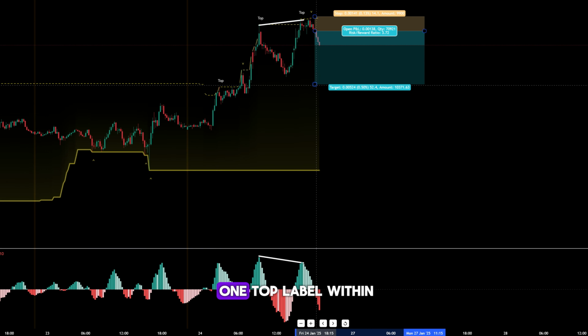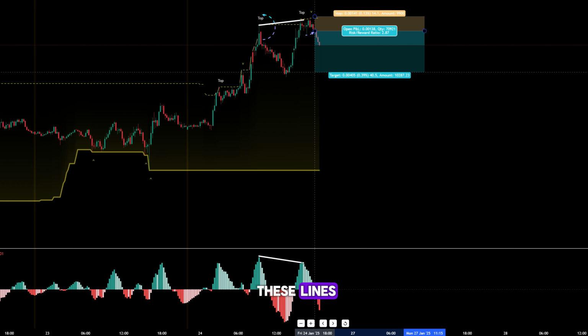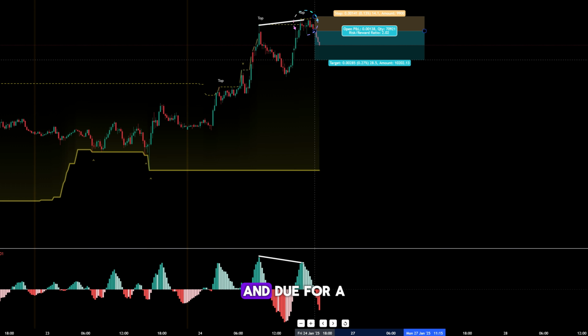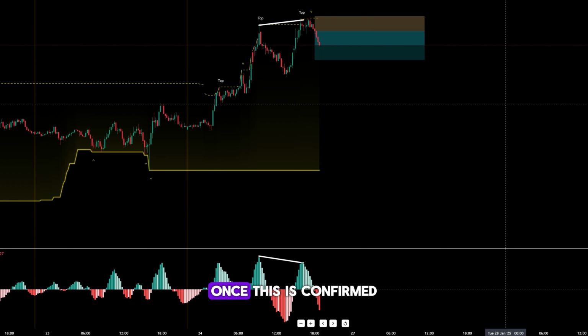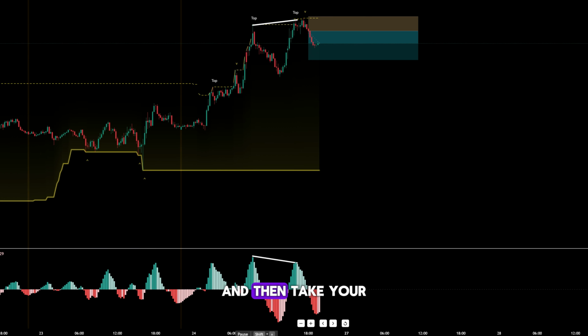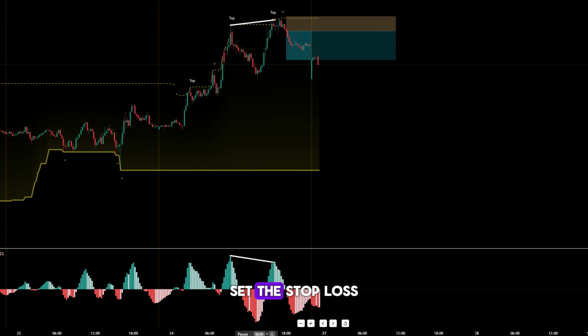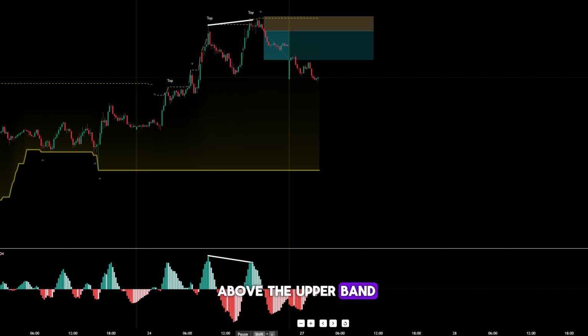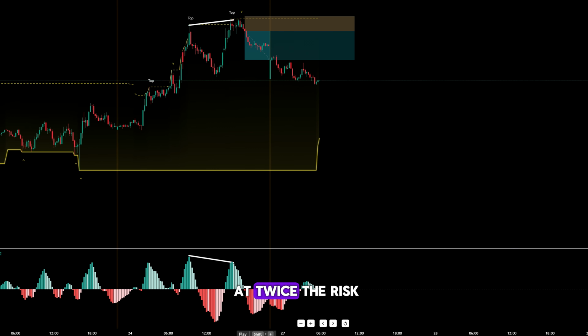Look for at least one top label within these lines, indicating the price may be overbought and due for a bearish reversal. Once this is confirmed, wait for the MACD histogram to turn red, signaling increased bearish momentum, and then take your short position. Set the stop loss above the upper band and the take profit at twice the risk. Allow the trade to run, and as expected, it was profitable.